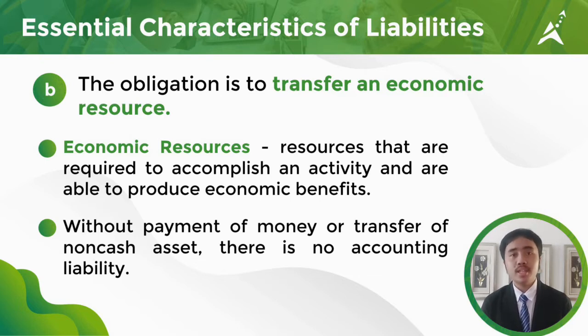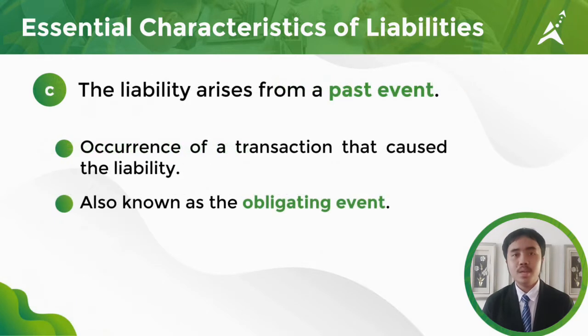For instance, there is an accounting liability should the entity declare cash dividend. It is because there is an obligation to pay cash. But there is no accounting liability when an entity declares share dividend because the obligation is to issue the entity's own shares. Lastly, the liability arises from a past event. Past event is an occurrence of a transaction that gives rise to a liability. It is also called the obligating event. For example, if the acquisition of equipment gives rise to accounts payable, the obligating event is the acquisition of equipment.